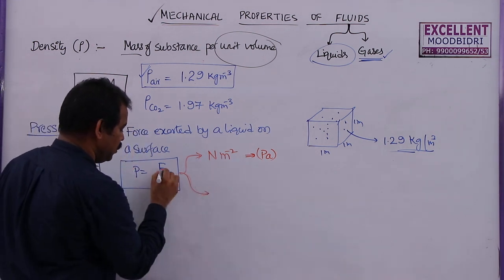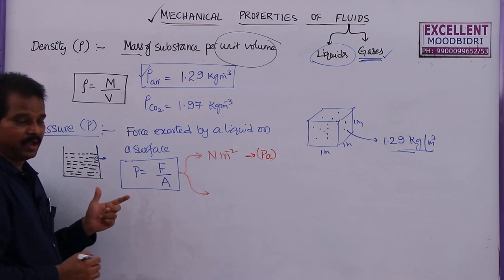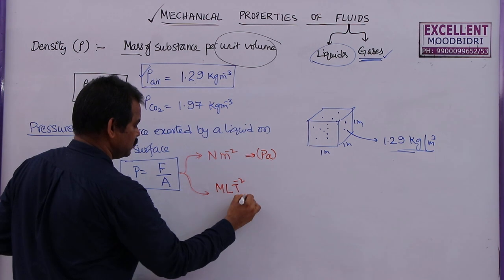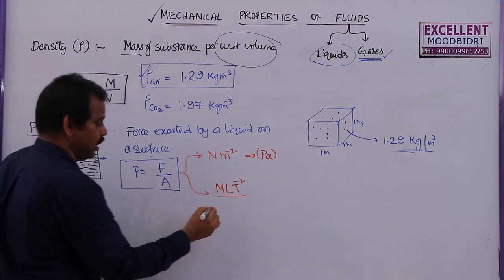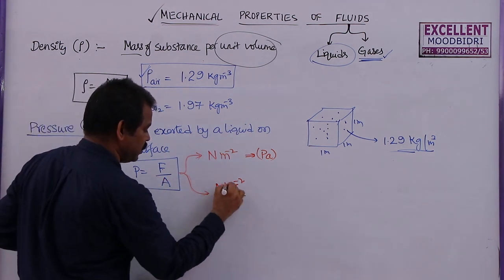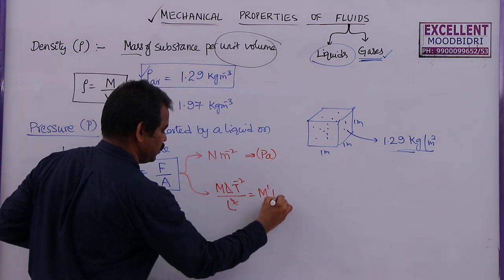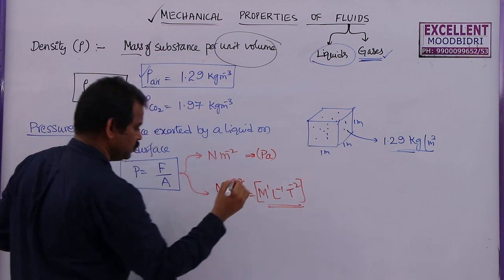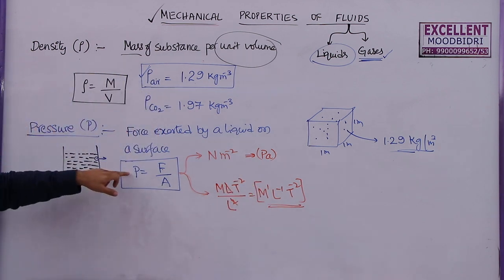Now the dimension formula: force F is equal to ma, where m is mass, a is acceleration, LT minus 2. Capital A is the area, which you can write as L square. L and L get cancelled. M power 1, L power minus 1, T power minus 2. So this is the dimension formula for pressure.